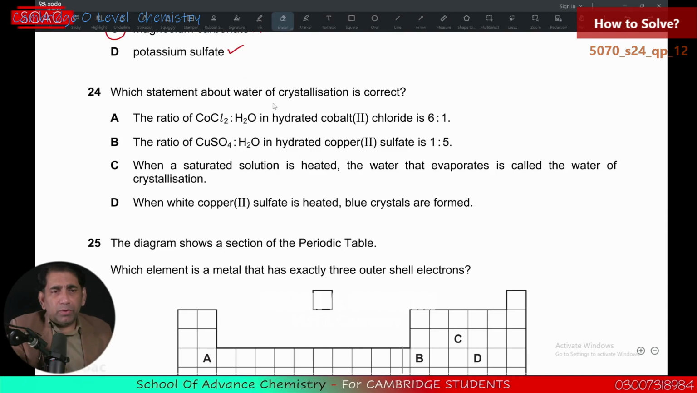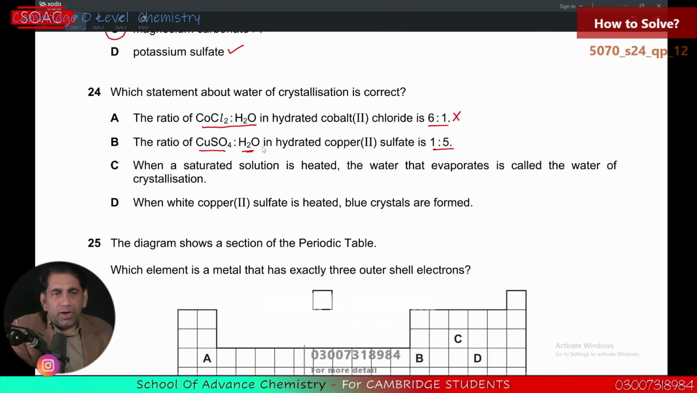Question number 24, which statement about the water of crystallization is correct? A, B, C, D. A, ratio of CoCl2 to H2O in hydrated cobalt(II) chloride is 6:1. Ratio of copper sulfate to water in hydrated copper sulfate is 1:5. When a saturated solution is heated, the water evaporates, is called water of crystallization. When white copper sulfate is heated, blue crystals are formed. Number 1, we are not sure about it, that the cobalt chloride ratio with the water is 6:1. We don't know at the moment. I'm going to cross it. The next thing is the ratio of copper sulfate and H2O.